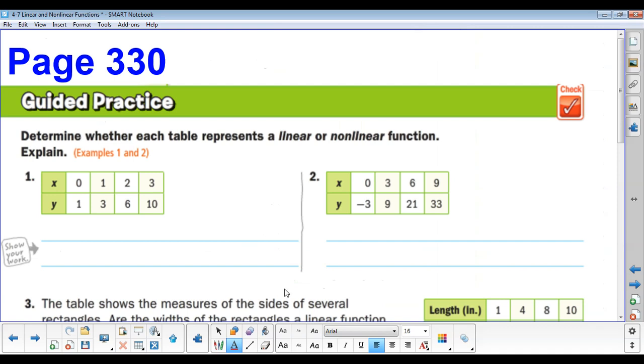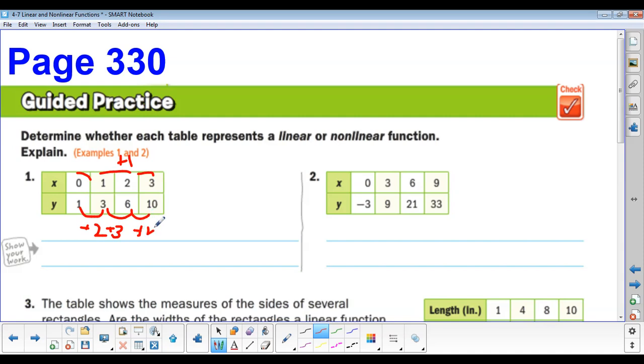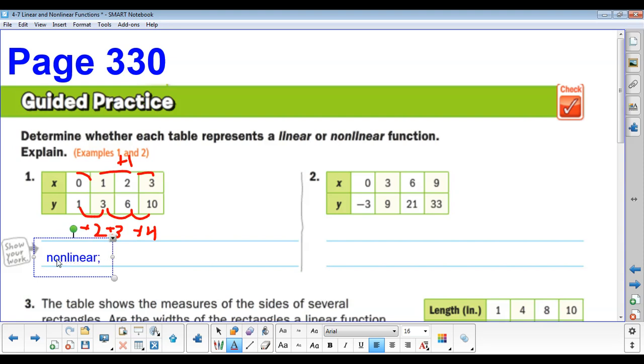So let's go ahead and do the guided practice together on page 330. So in the table, in number 1, we're going up by 1, by 1, by 1. Since all of these go up by 1, x checks out. This goes up by 2. This goes up by 3. This goes up by 4. So that is nonlinear. Changes by different amounts.